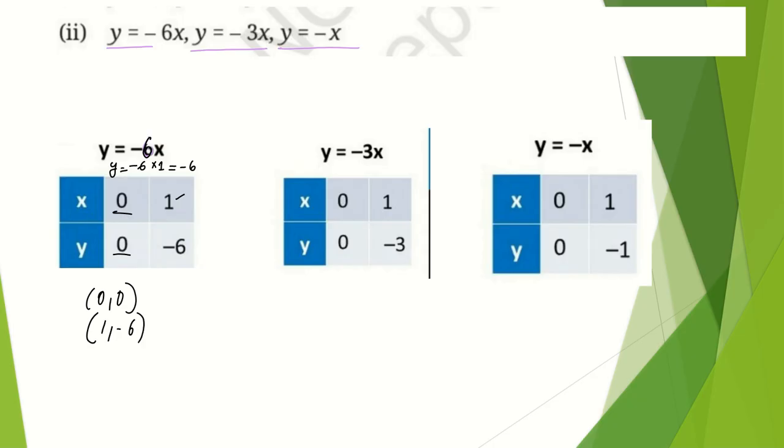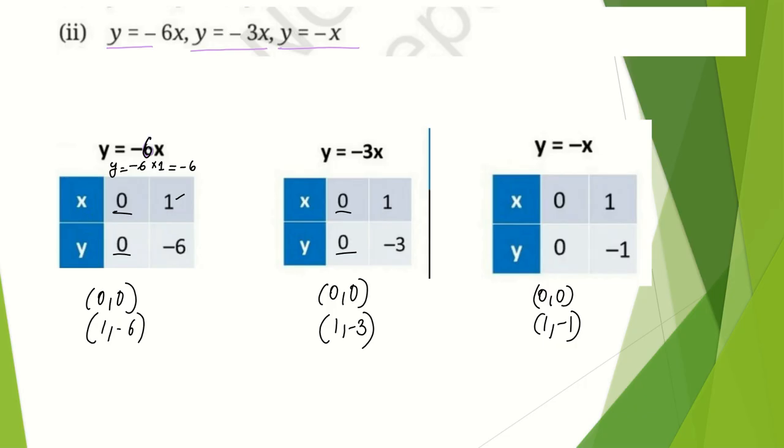Here, if I put x is equal to 0, y becomes 0. So one point is (0, 0). And then if I put x is equal to 1, clearly y will be minus 3. So (1, minus 3). Now here y is equal to minus x. So (0, 0), and if x is equal to 1, y will be definitely minus 1.